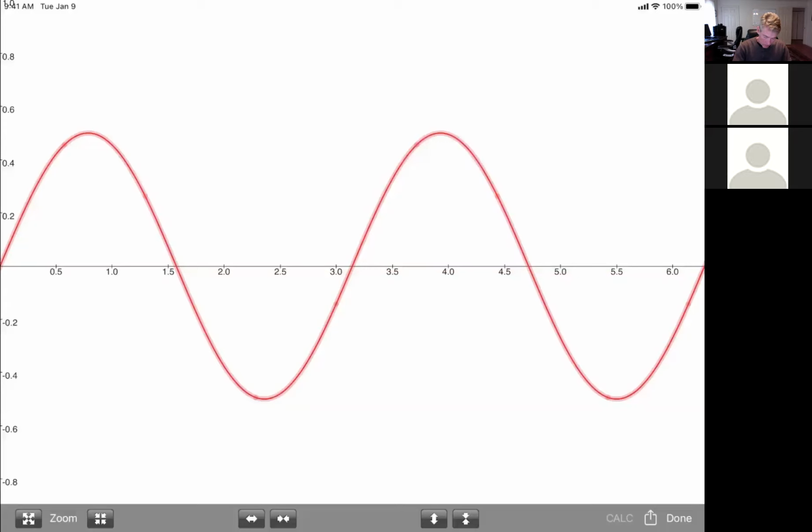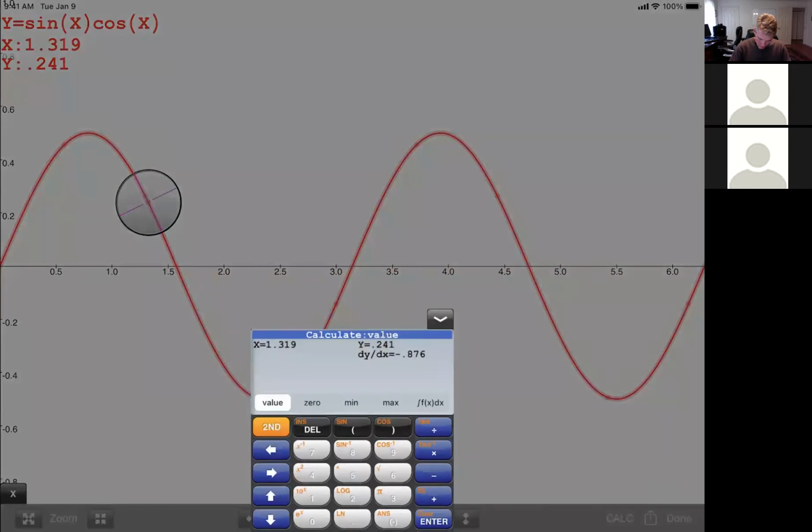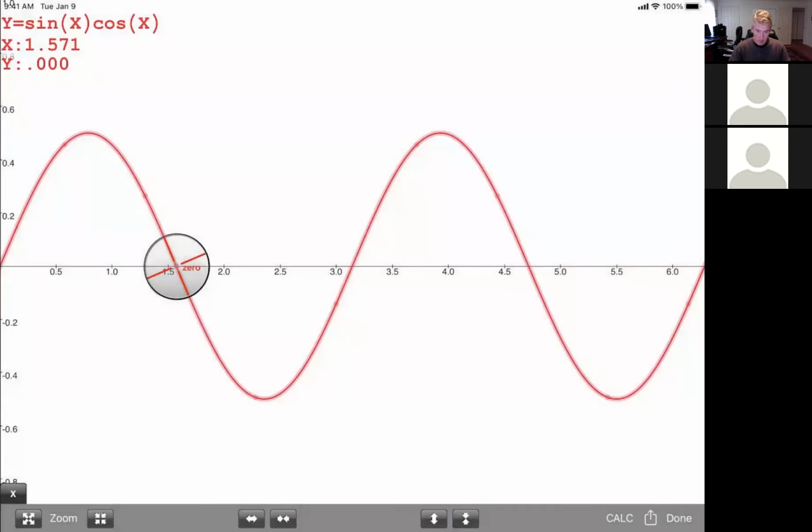So 0 to pi over 2 was one of the intervals. So then let me type in pi divided by 2, enter. So at that point right there, that's where it's changing concavity.